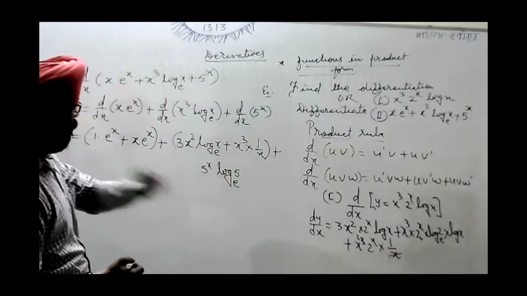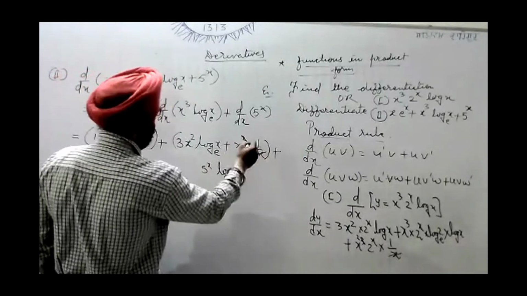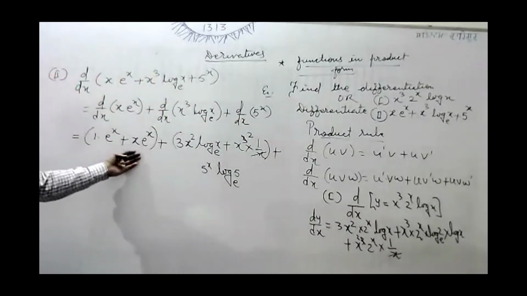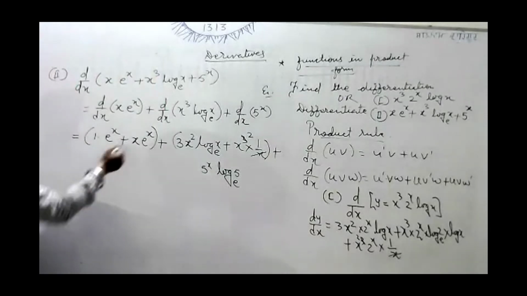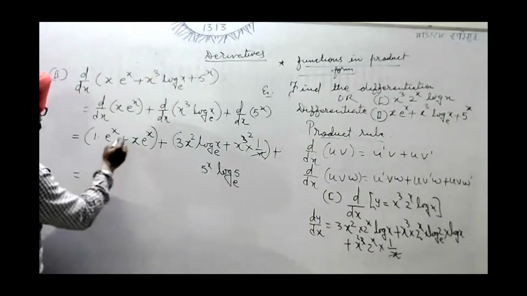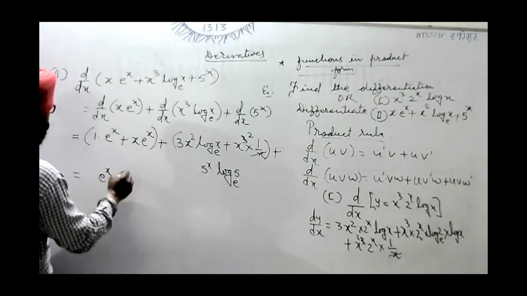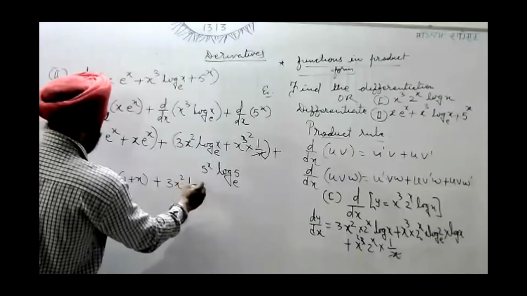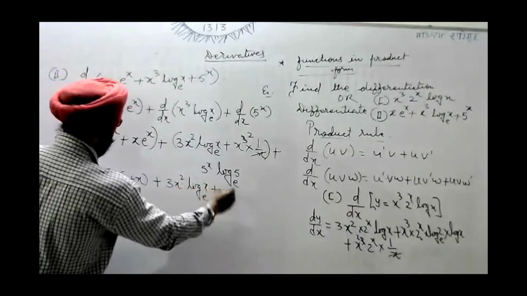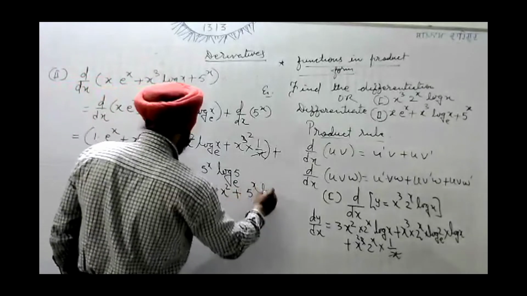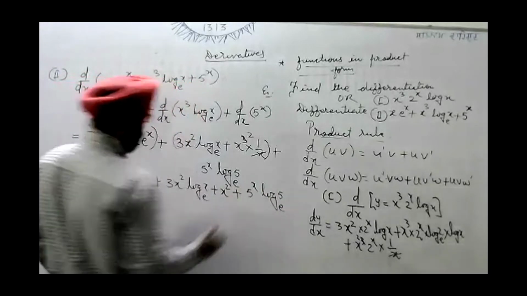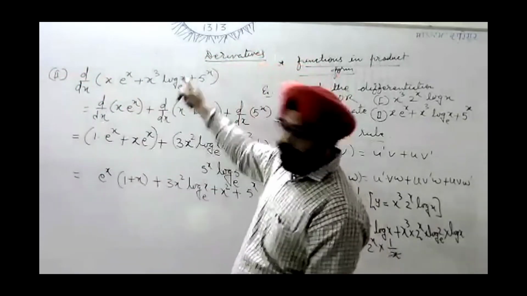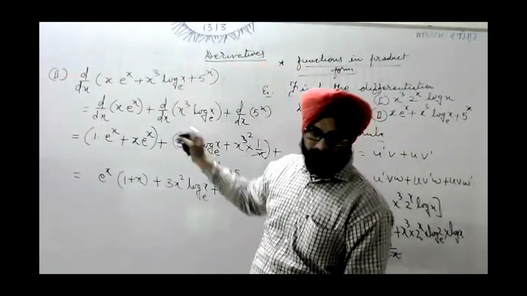Now the only term which is going to be simplified is this one: x square, 3 cancelled out, making x square. We can take e to the power x common if we wish, otherwise it's not going to make any big change. Here this will be e to the power x [1 plus x plus 3x square log x base e plus x square plus 5 to the power x log of 5 to base e]. This way we have to do whenever a particular term is given as part of a function being in product.